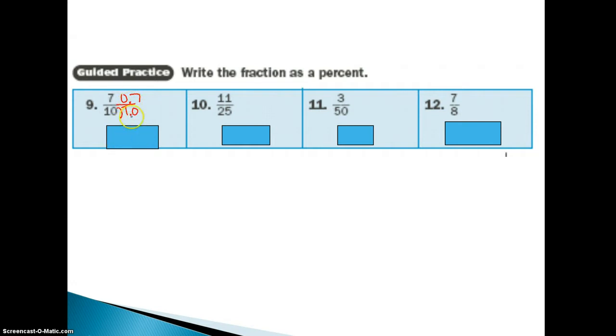Now to write it as a percent, we move it over 2 spaces to the right. 70% is your answer. Please pause the video and try 10, 11, and 12 by yourself.